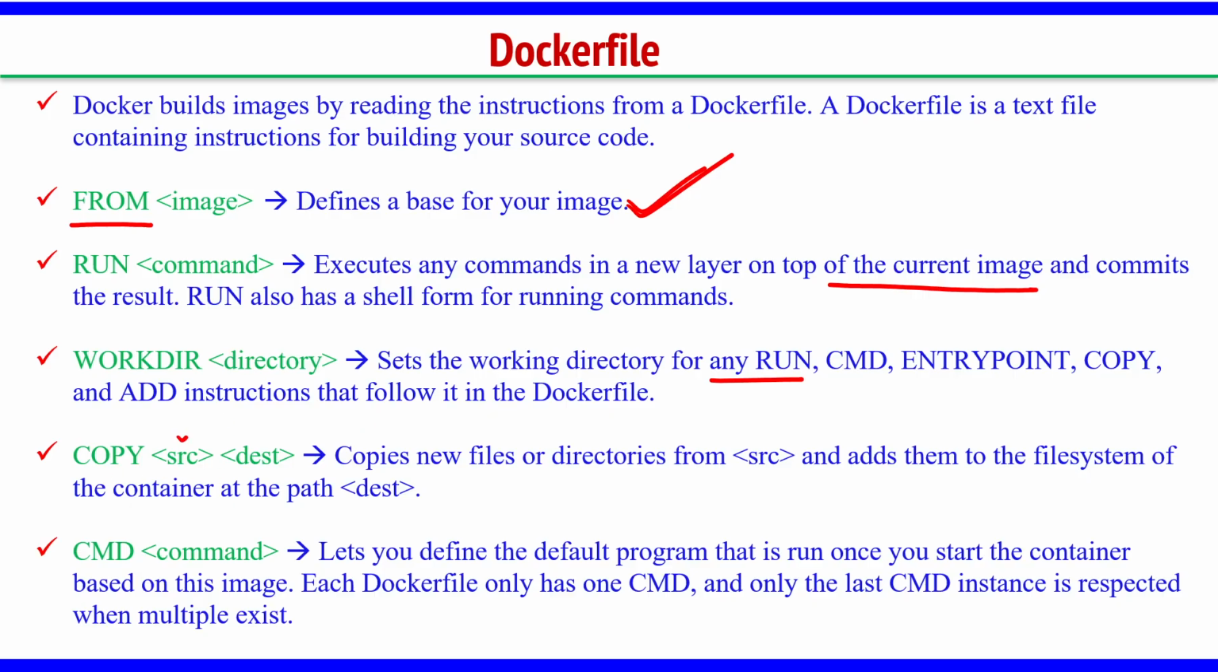Then COPY, your source and destination, right. Copying new files or directories from source and adding them to the destination path, if you want to move some files from one place to the other. Then CMD, the command lets you define the default program that is run once you start the container. Once I start the container, which one should execute, that is given here. Each Dockerfile has only one CMD and only the last CMD instance is respected when multiple exist.